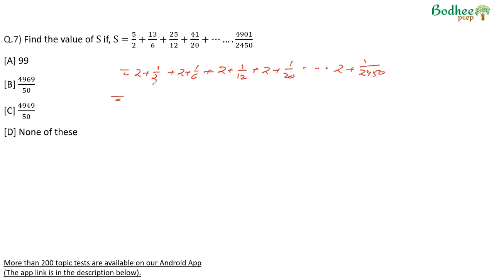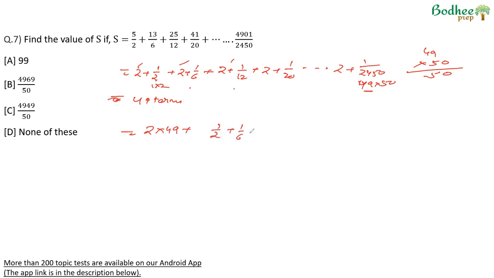How many terms are there? The first is 1 into 2, and 2450 is 49 into 50. So starting from 1 into 2, 2 into 3, 3 into 4, 4 into 5, the last term is 49 into 50. Therefore, there are 49 terms in total in this series. So for every term we have a 2. So we have 2 into 49 plus 1 by 2 plus 1 by 6 plus 1 by 12 plus 1 by 20 up to 1 by 2450.